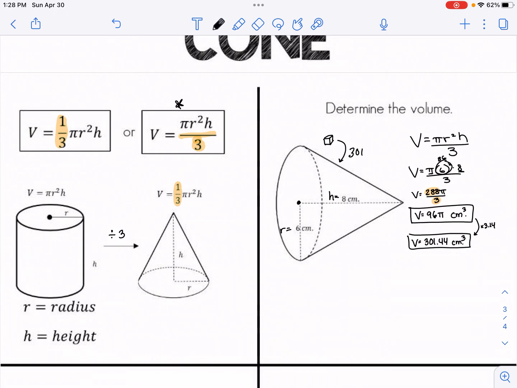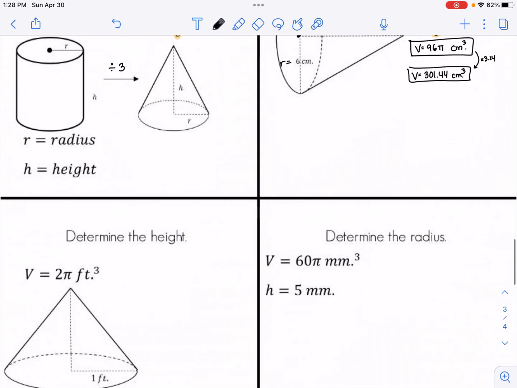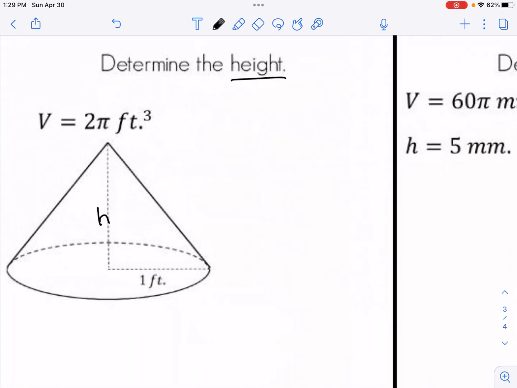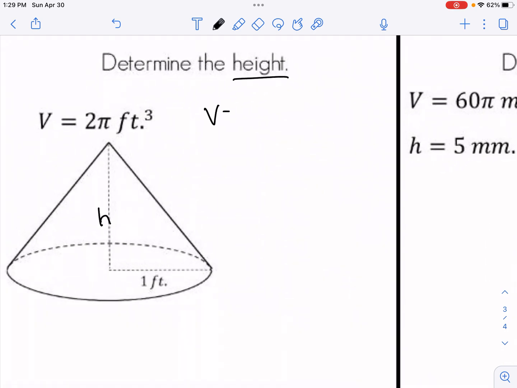So for the most part, this is the example that we're going to be referring to when you find the volume of a cone, but these other two examples are finding other facets or other parts of a cone outside of the volume. For this next one, determine the height. We don't know what the height is, so we're going to put h in the diagram. I would always recommend you write out the formula for the volume of a cone.